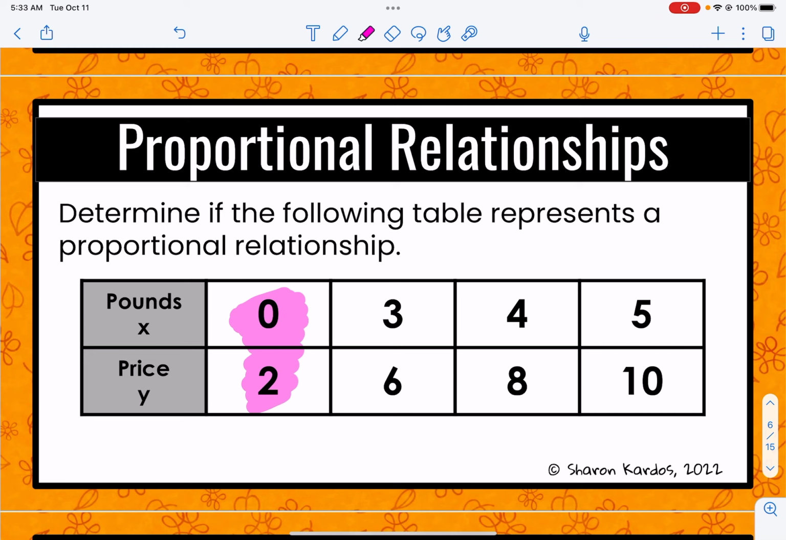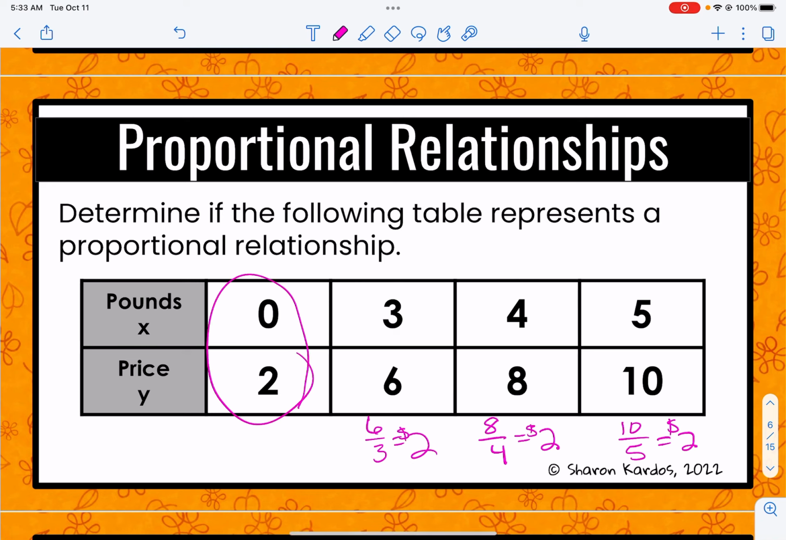So when I graph it, it's not going to start at the origin. It's going to start up here at 2. So this tells me that it is not a proportional relationship. Even though if I took the time and divided each one of these, I see that when I divide the y by the x for the price in the pounds, I get $2 per pound each time, this is going to keep it from being proportional. So my answer for this one would be that it is not proportional.